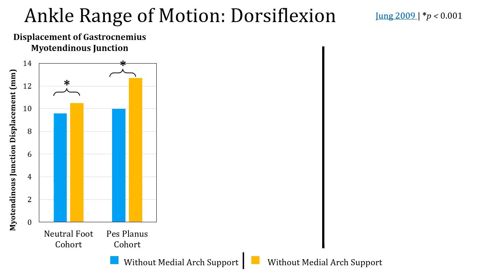I'm sorry, this is looking at the displacement of the gastrocnemius musculotendinous junction. So it suggests how much excursion is occurring at the musculotendinous junction. And you can see that the neutral foot and the pes planus foot respectively, and those without the medial arch again had less excursion.